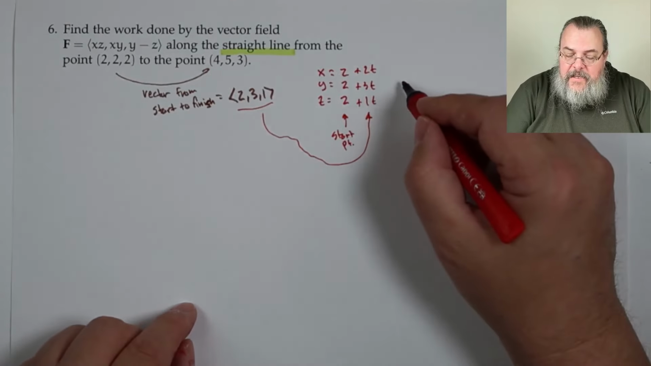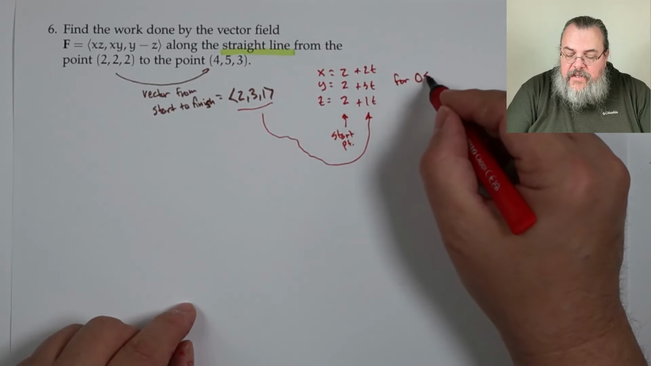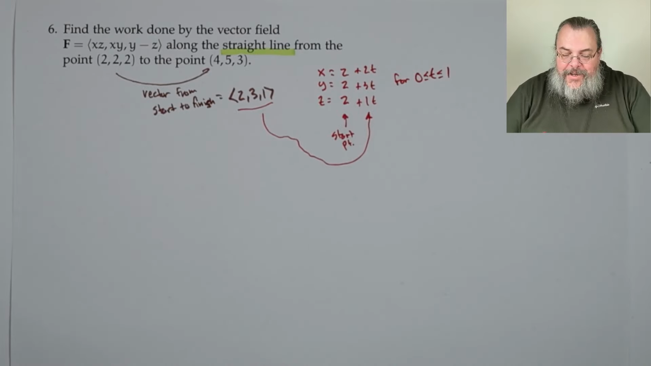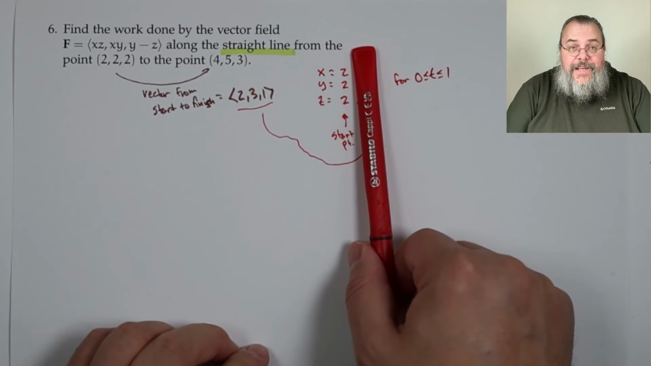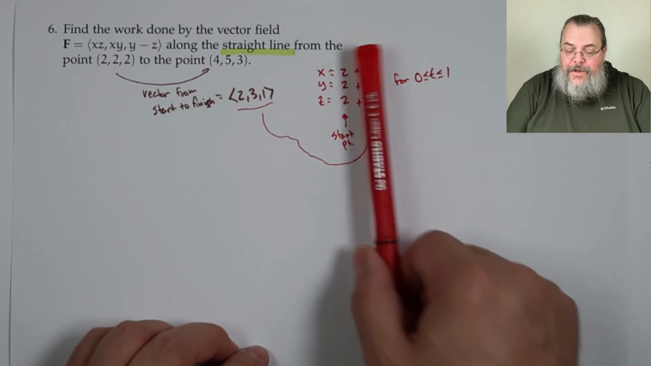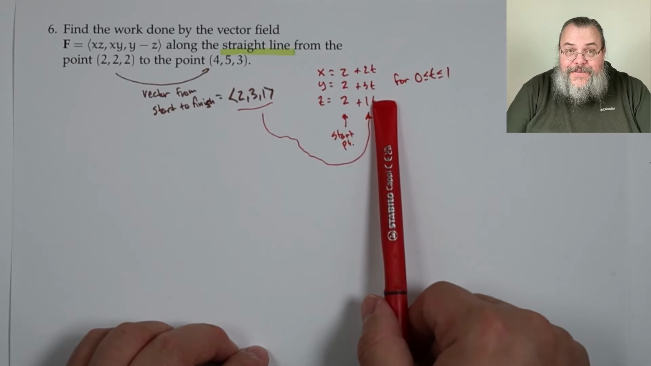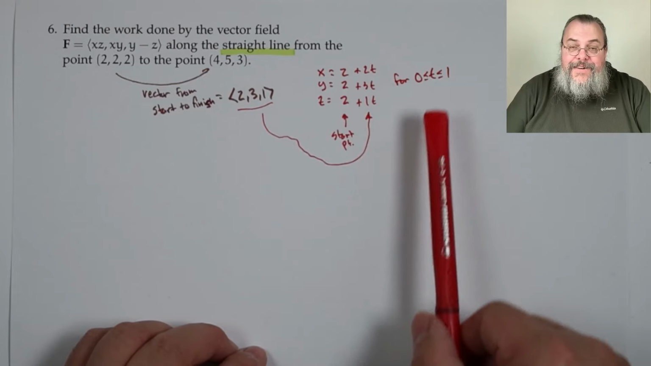And finally, here's the beautiful thing. For 0 less than or equal to t less than or equal to 1. Check it out. It's going to work. When you plug in 0, that goes away. You're at your start point. When you plug in 1, you take your start point plus your change from start to finish. You end up at 4, 5, 3. So you're at your end.